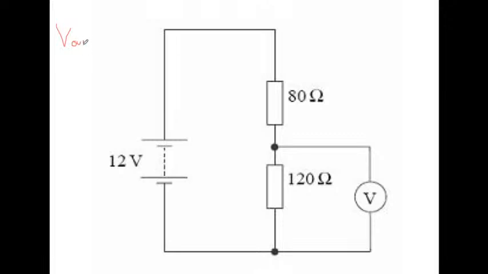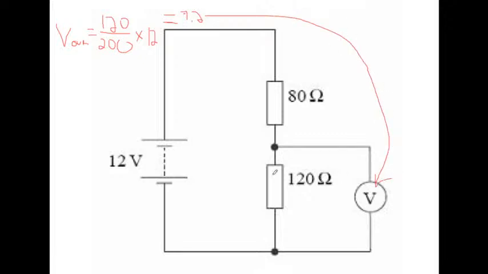infinite resistance, is going to be equal to the resistance of the bottom, 120, divided by top plus bottom. So 120 plus 80 gives us 200. And multiplied by our 12, we get 7.2. 7.2 volts. That one belongs here in this voltmeter, that potential divider.